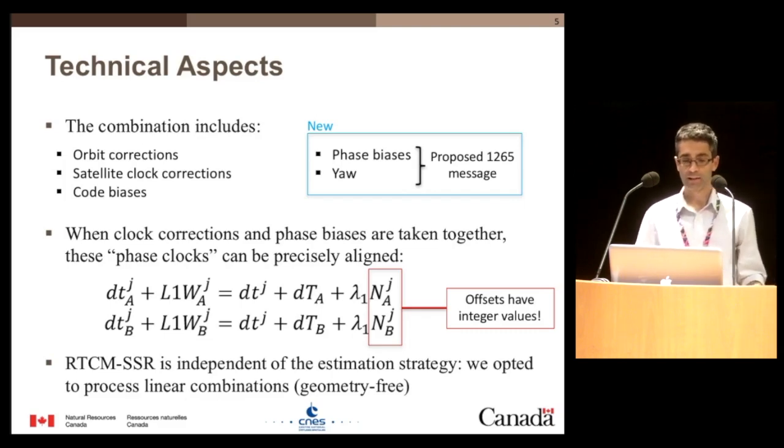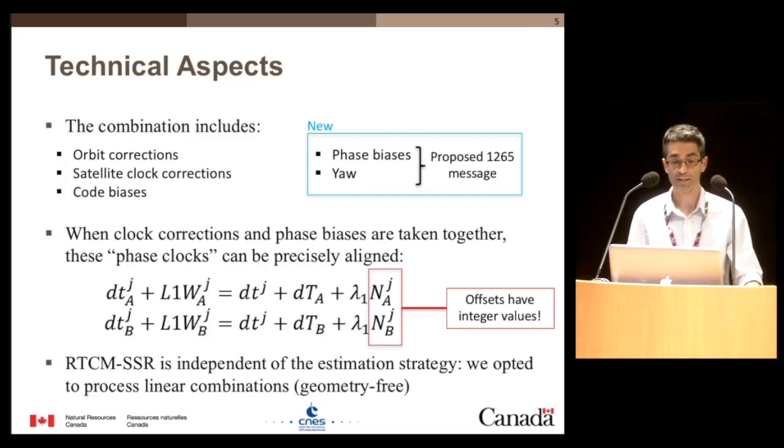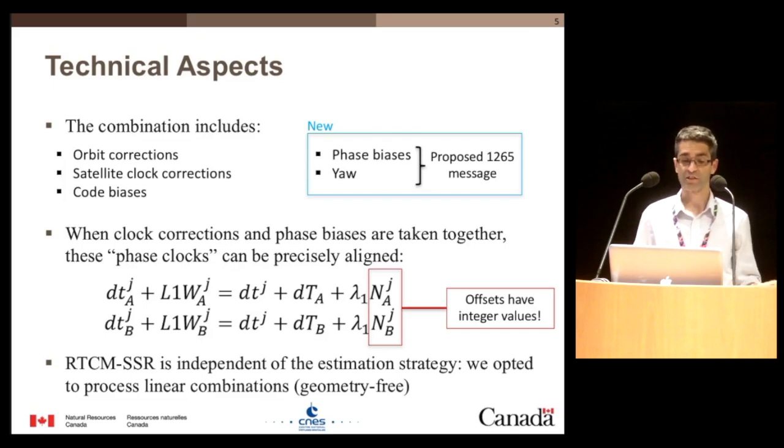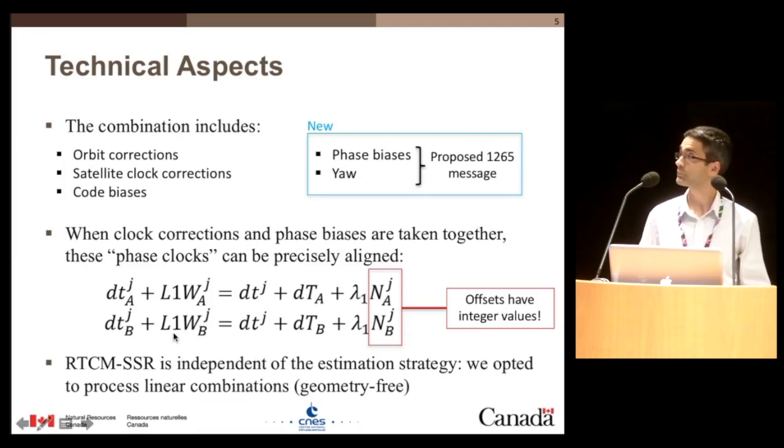And the interesting thing about adding these components is that when the clock correction and the phase biases are taken together, they create what I call phase clocks, which can be precisely aligned. And this is shown by these simple equations here. We have the clock corrections provided by analysis centers A and B for satellite J, along with the phase biases, in this case on L1. And this is a function of the combined clock correction timing reference for each analysis center, and an offset parameter, which is satellite and analysis center dependent. And the thing with phase clocks is that these parameters have an integer nature. So by fixing these parameters to integers in the adjustment, that's how our phase clocks become precisely aligned.